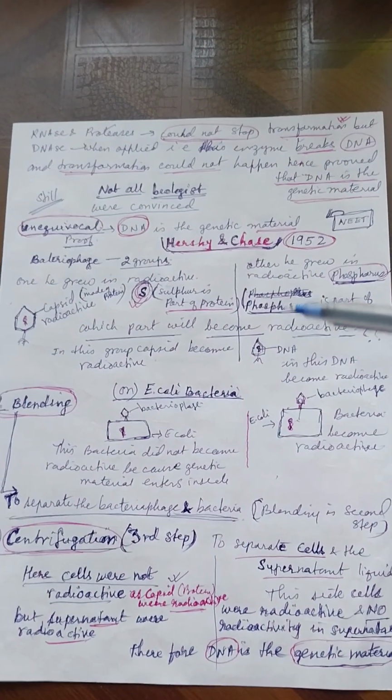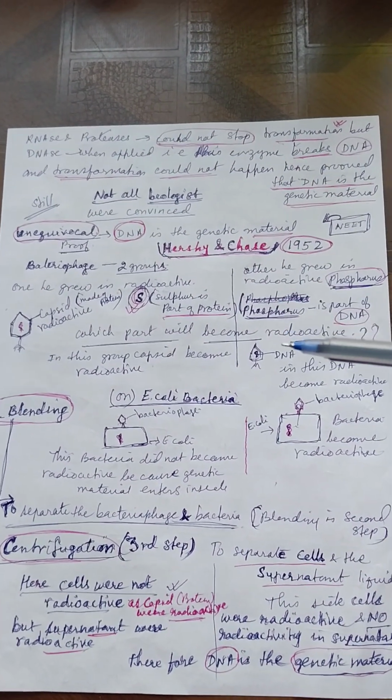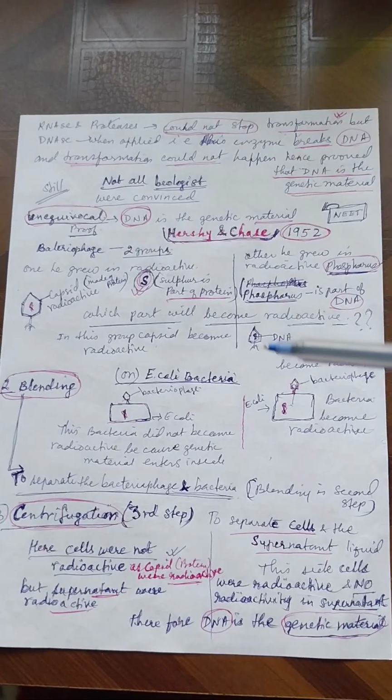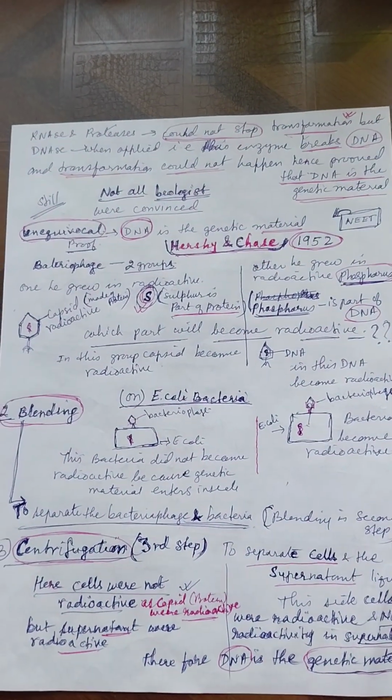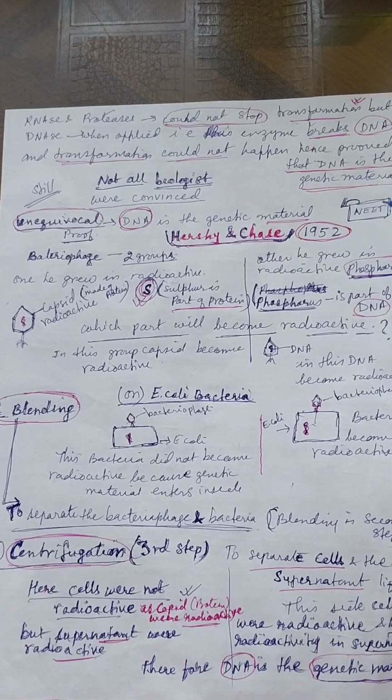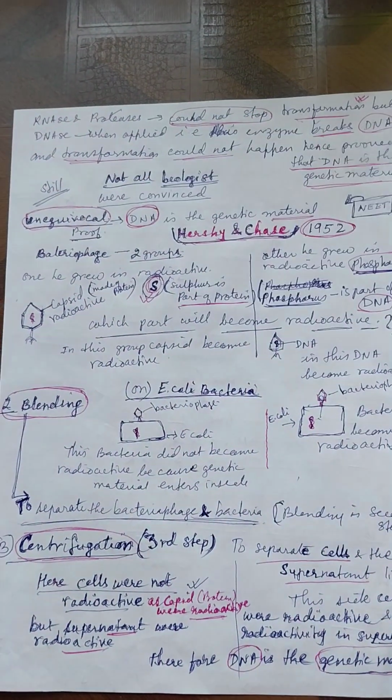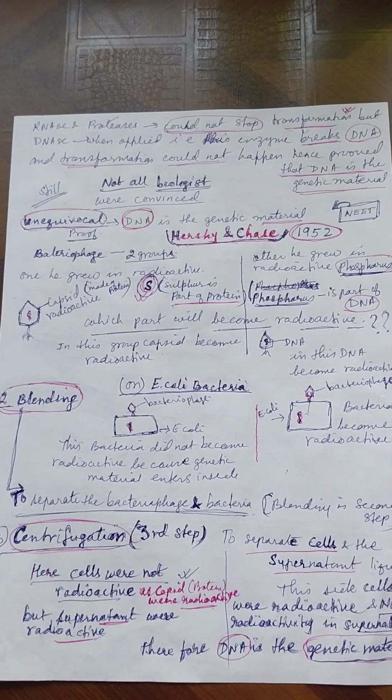The experiments performed by Griffith, the transforming principle for the search of the genetic material, and later on, for this topic only, for the search of the genetic material, the experiments were performed by McCarty, MacLeod, and Avery. Still, not all biologists were convinced that DNA is the genetic material, so they were unequivocal about this that the genetic material is DNA.